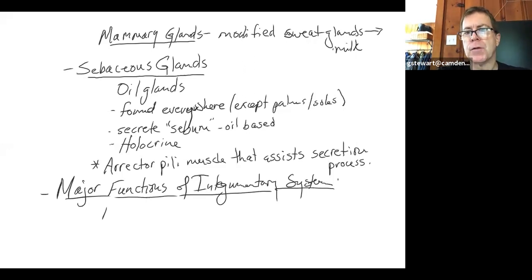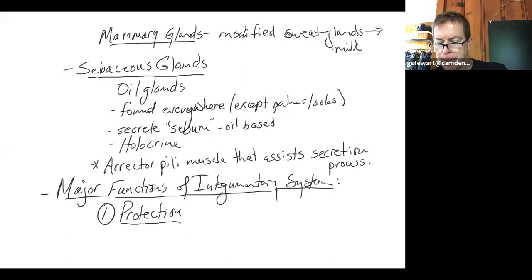First and foremost, protection. So we say that the skin mostly, but also the secretions of glands and hair provide a physical, chemical, and biological barrier. So let's just write that out.